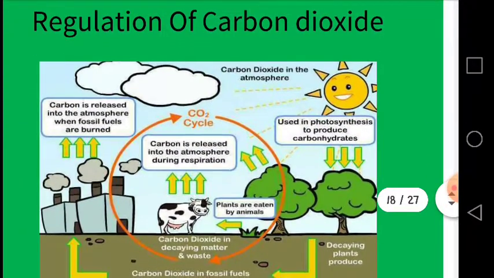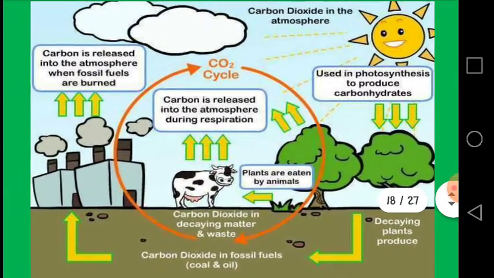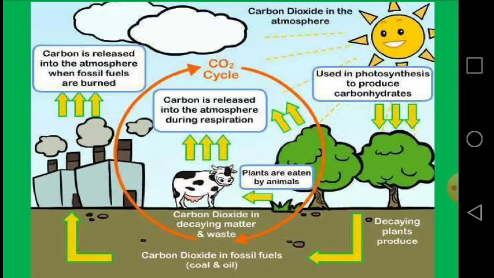You can see another diagrammatic illustration of the regulation of carbon dioxide. These are the three processes: combustion, respiration, and photosynthesis. These are very important to regulate the carbon dioxide in the atmosphere. The plants are doing photosynthesis. They are also doing respiration. In the night time they are producing carbon dioxide, but in the daytime they are producing more oxygen.